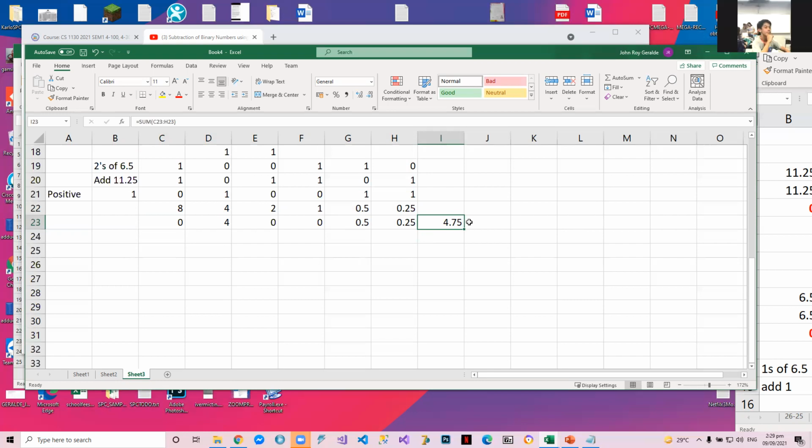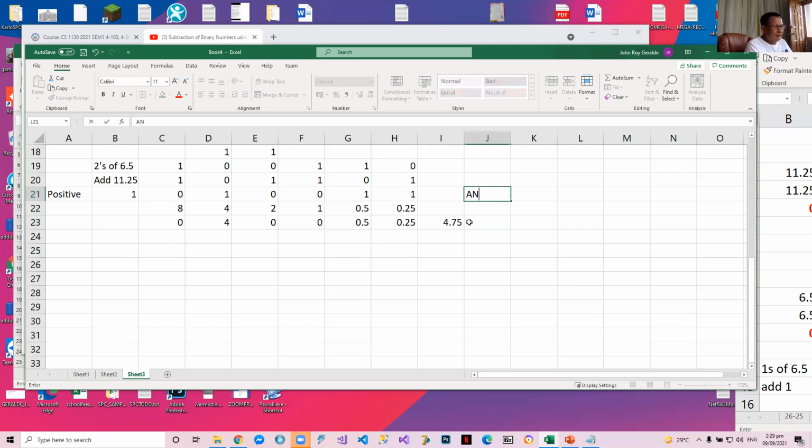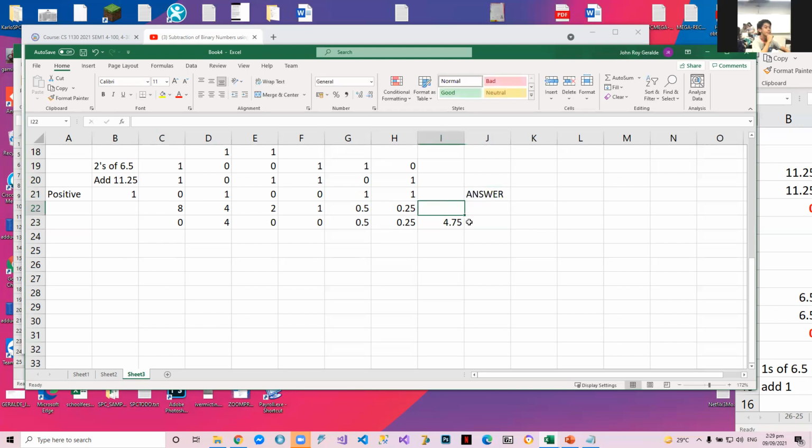Yes, sir. What are you doing there, sir? Looking for the ones of the result? This is our answer, right? Ito yung answer natin. Diba? Ito yung answer. This is the final answer.